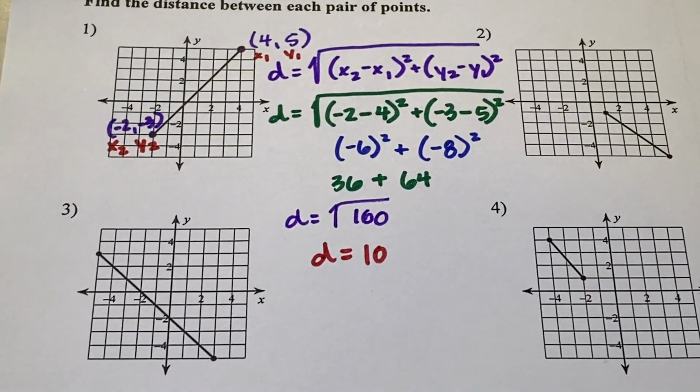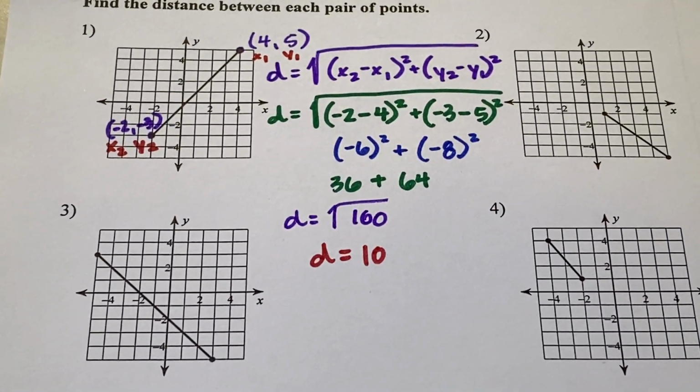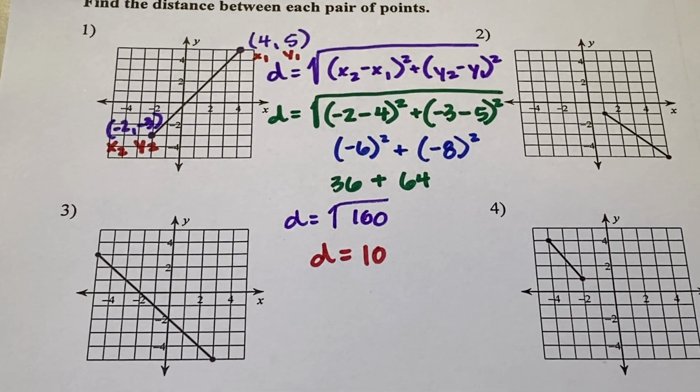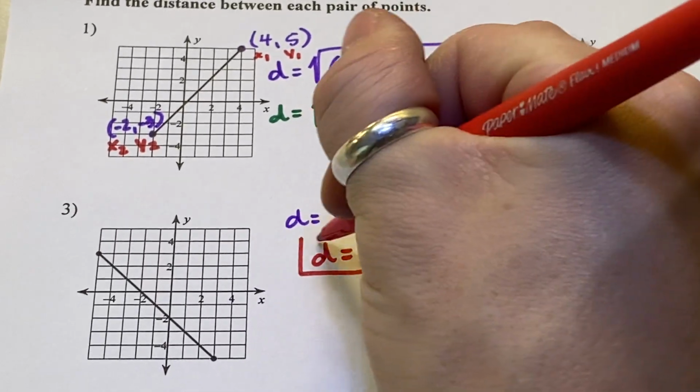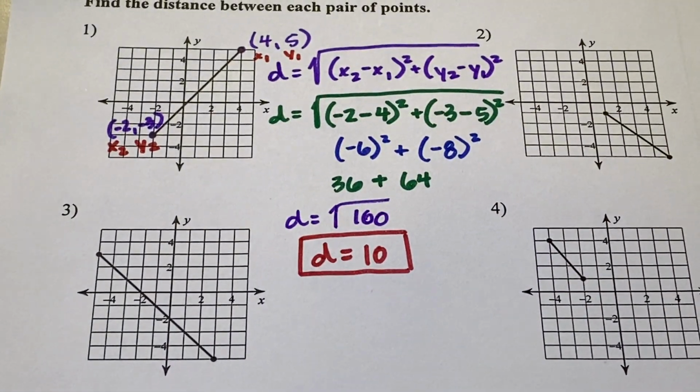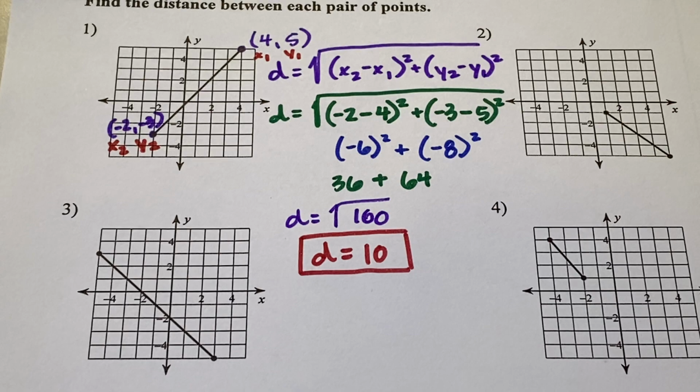Now that came out to be a really pretty number. Do you think all of them are going to come out to be that pretty when we're dealing with the square root? No, definitely not. But this one was really nice. So our distance between those two points was 10. Not bad. Just identify the 2 coordinate points, plug it into the formula. Boom, you have how far those points are away from each other.